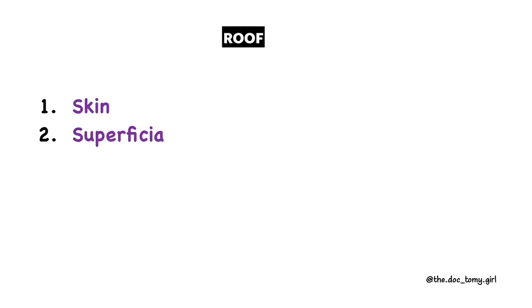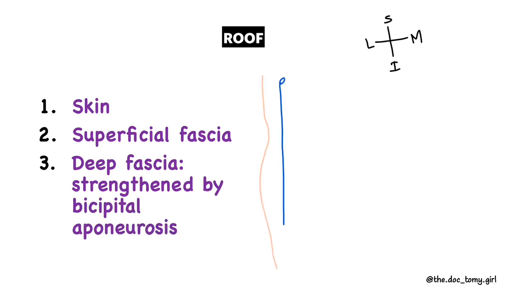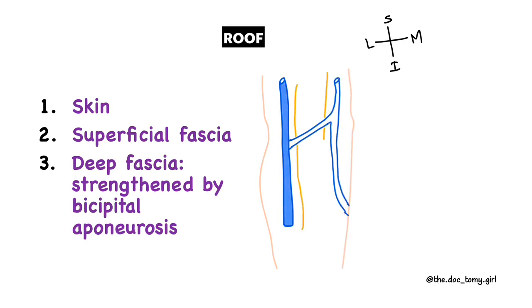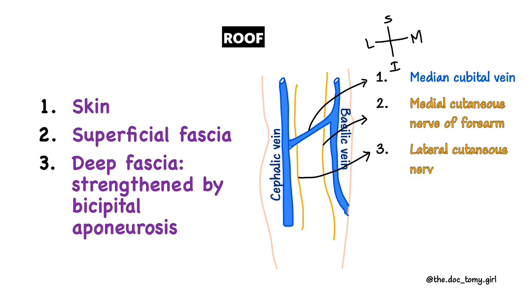Next is about the roof of the cubital fossa. From superficial to deep, it is formed by the skin, superficial fascia and deep fascia. The deep fascia is strengthened by the bicipital aponeurosis. The superficial fascia of the cubital fossa contains the following structures. It contains the median cubital vein connecting the cephalic and basilic veins, and the medial and lateral cutaneous nerves of the forearm.